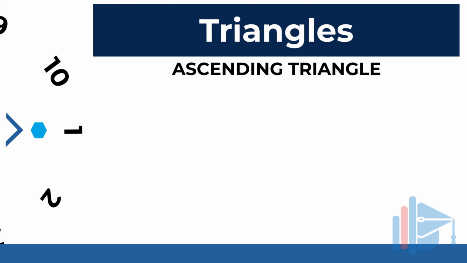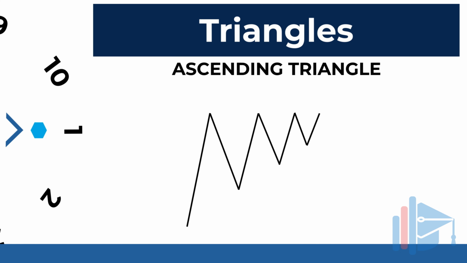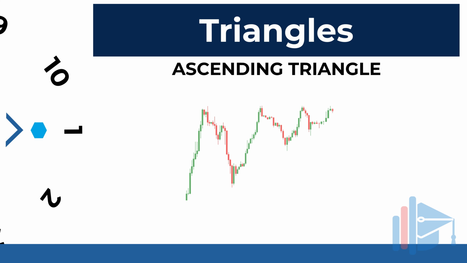An ascending triangle forms when there is a series of higher lows converging with a flat resistance line. This pattern indicates a steady increase in bullish momentum, suggesting that buyers are gradually overpowering sellers. The expectation is that the bears will eventually fail to hold the resistance level, leading to a bullish breakout.